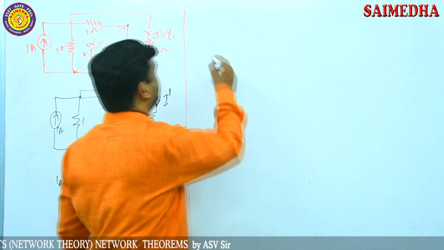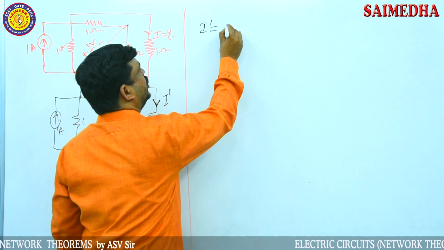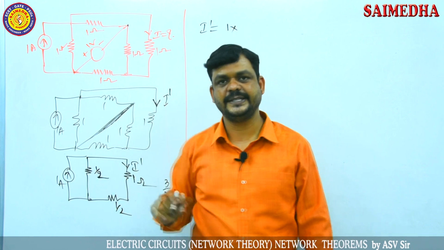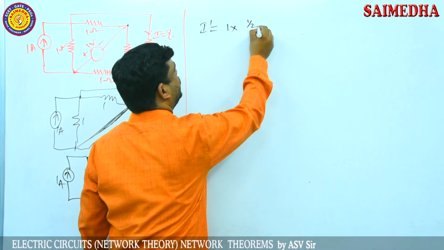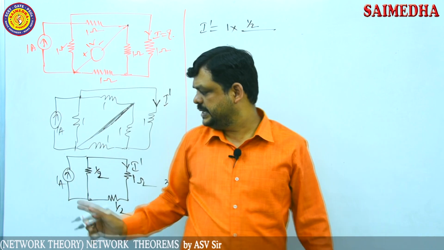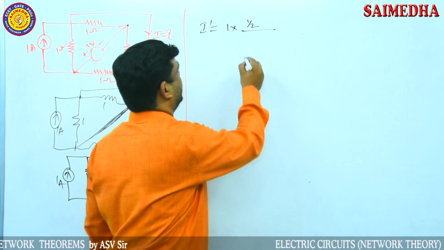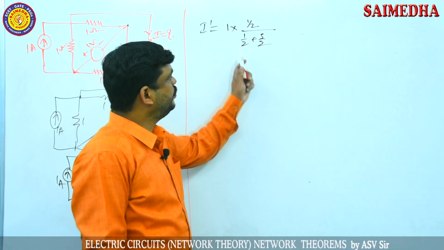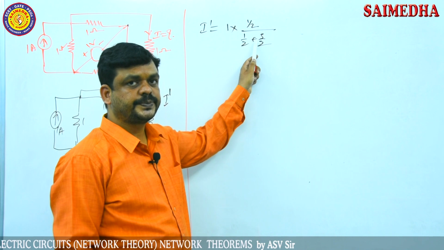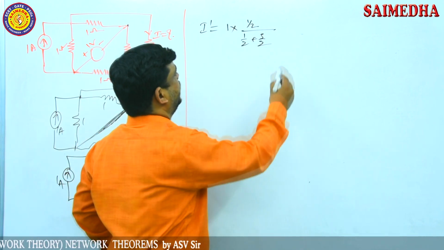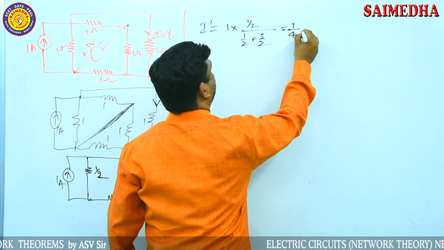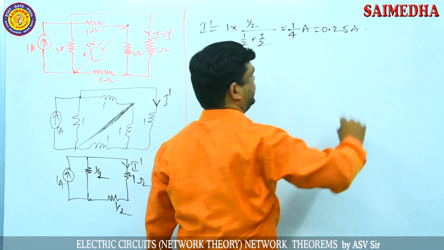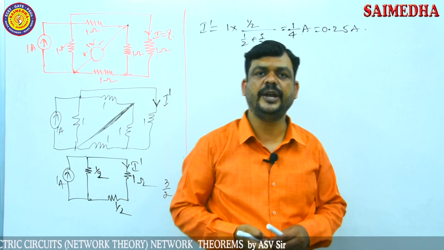So from this given network, I dash is equal to the total current, 1 ampere, into the opposite resistance. The opposite resistance here is 1 by 2, divided by the sum of the two resistors. The sum of the two resistors is 1 by 2 plus 3 by 2, which becomes 2. With 1 by 2 there, finally this gives 1 by 4 amps. 1 by 4 is nothing but 0.25 amperes.